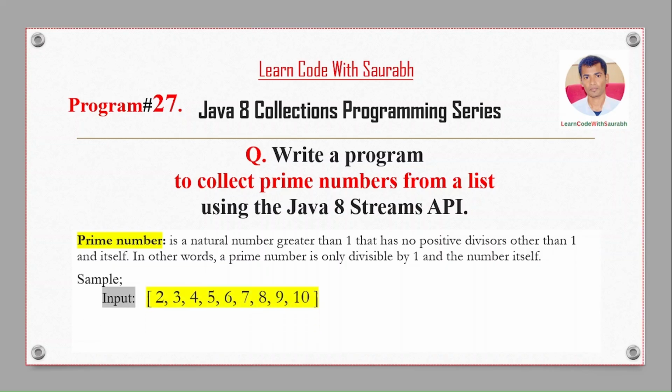For example, we have taken 2, 3, 4, 5, 6, 7, 8, 9, 10. We know that the smallest prime number is 2, so we can make the program and check all the prime numbers which belong to our input. After running the program, we will get the output 2, 3, 5, 7 as prime numbers.